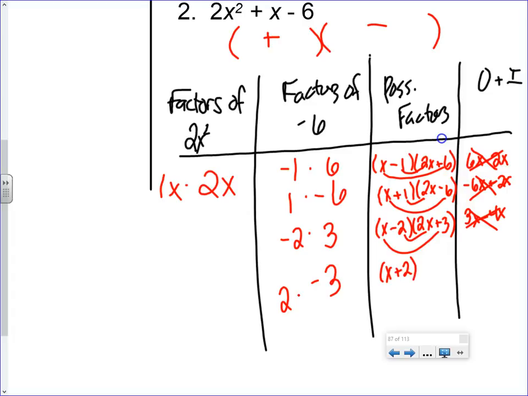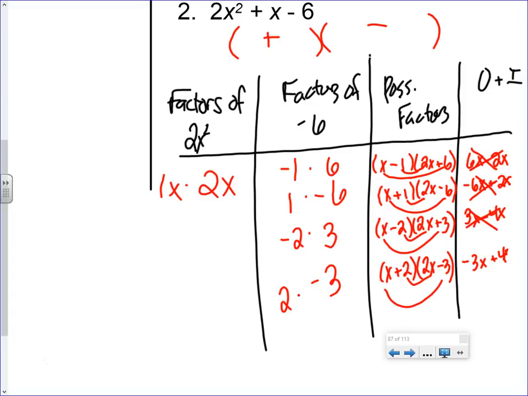X plus 2, and then? All right, check it. What's outer? What's inner? Now guys, one more time. If you get good at this, it might go faster. So let's do it the long way a few times, and then we can graduate to doing it faster.